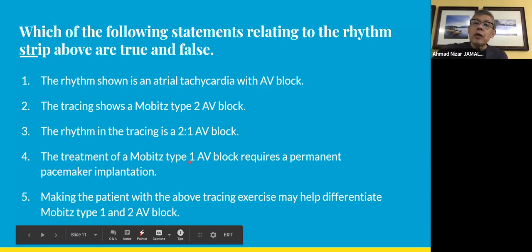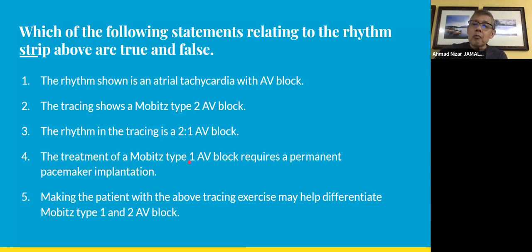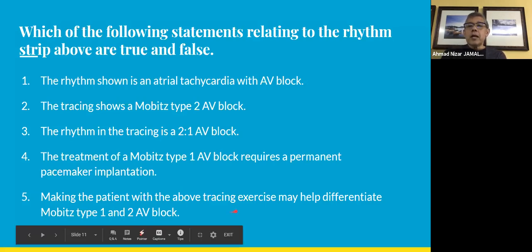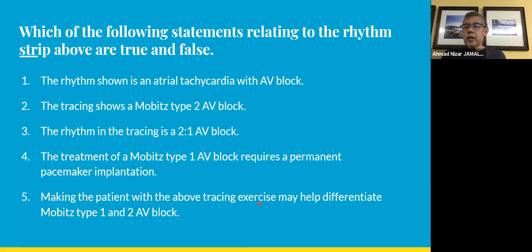That's why with Mobitz type 2-to-1 AV block, you need to determine where the block is. Is it in the AV node, which is rather benign, or is it His or infrahis, which is more malignant? They will lead to complete AV blocks later. So the fifth statement: making the patient with the above tracing exercise may help differentiate Mobitz type 1 and 2 AV block. Yes, you can.